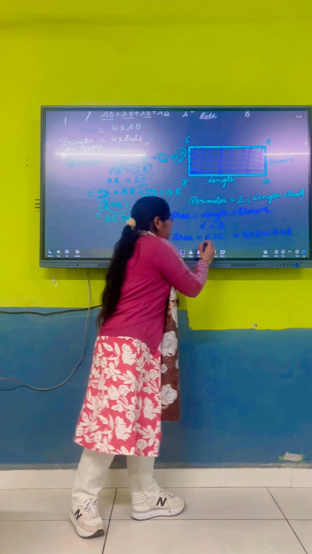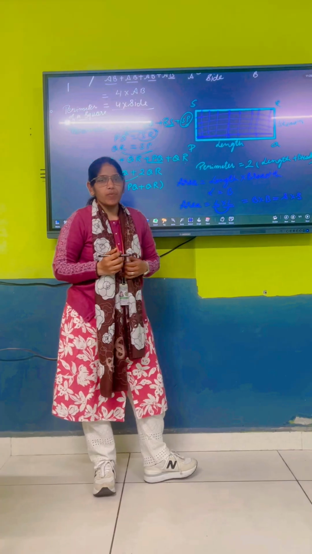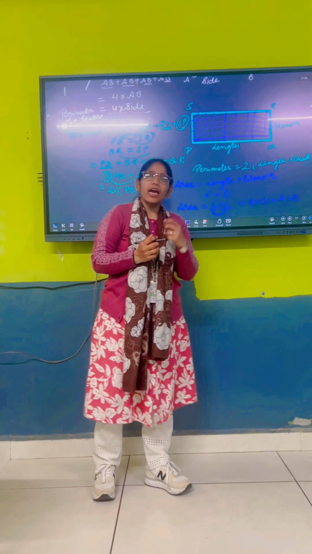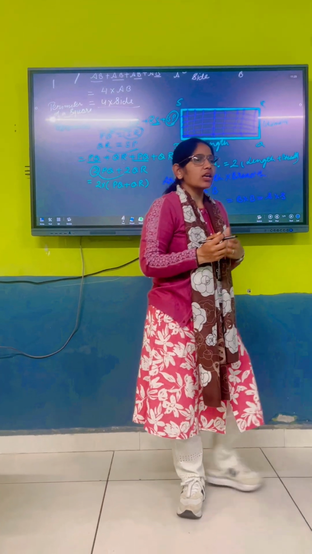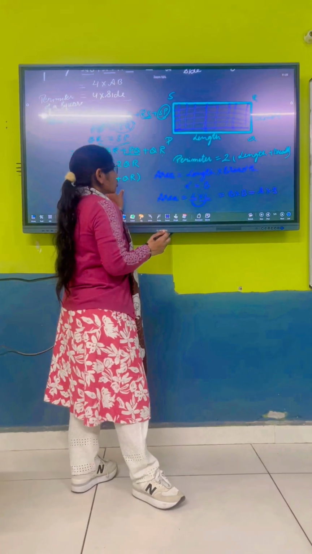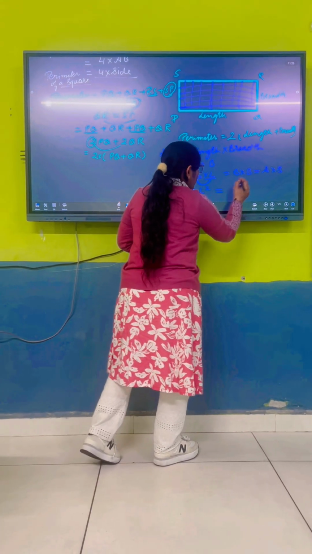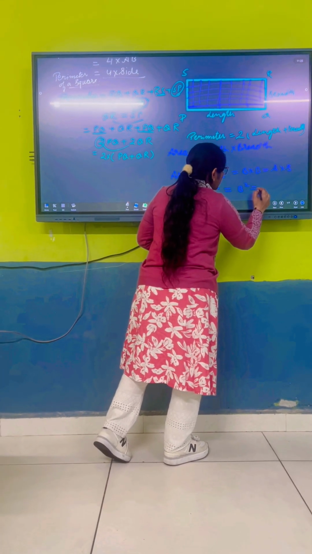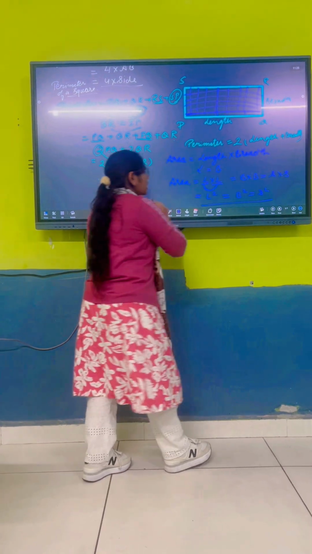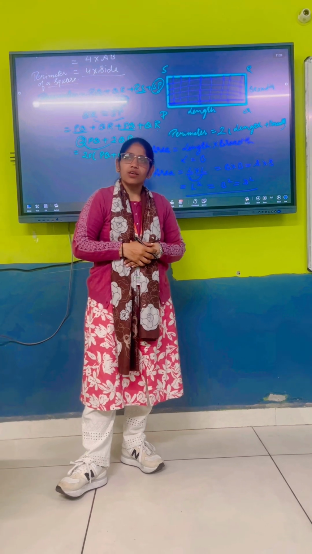If we multiply any 2 similar quantities, what will we get? Square. That means the power is added: length square, breadth square, and side square. These are the formulas to find the area of a rectangle and the area of a square.